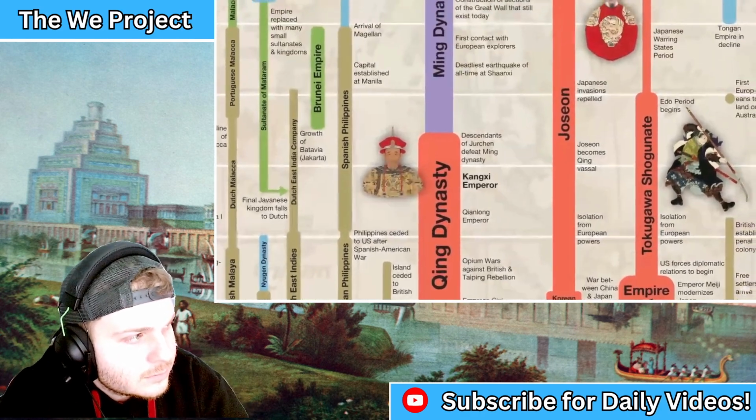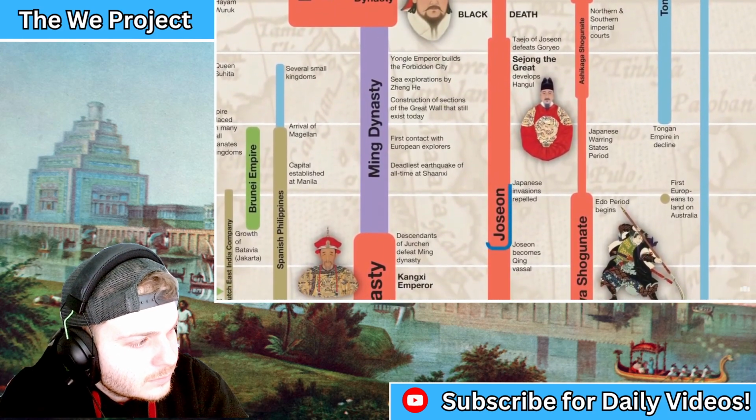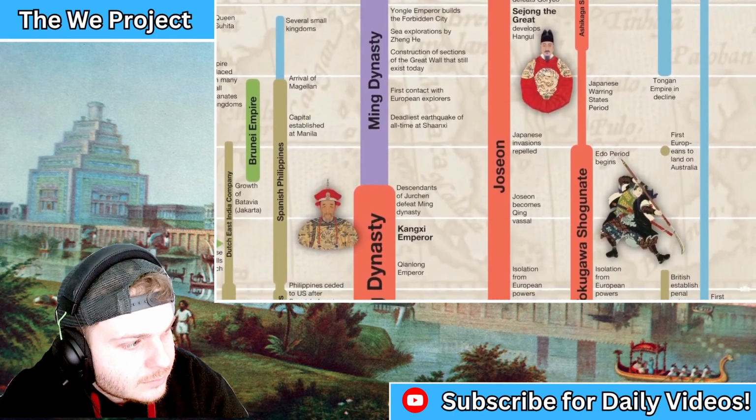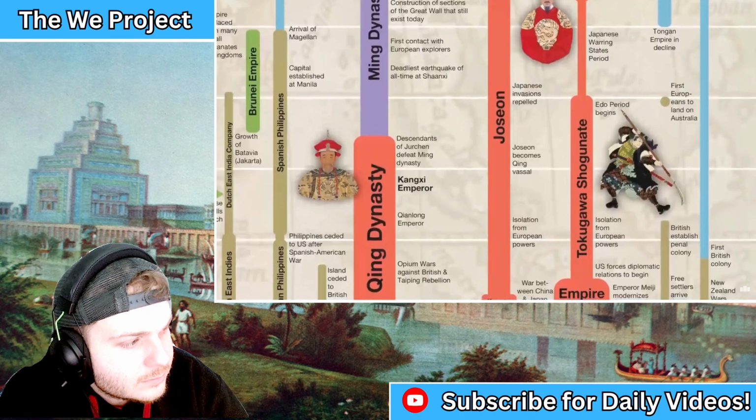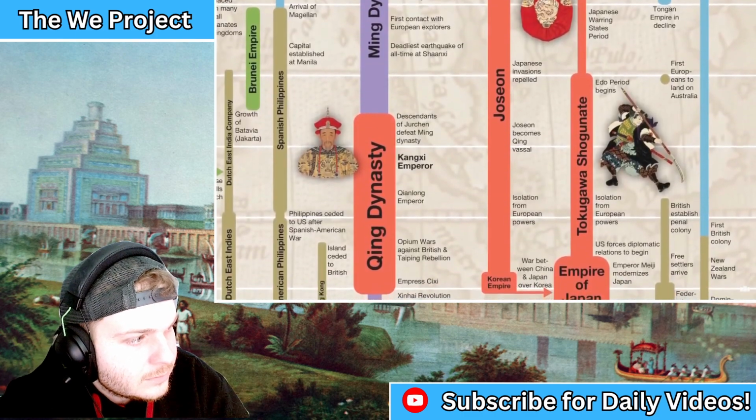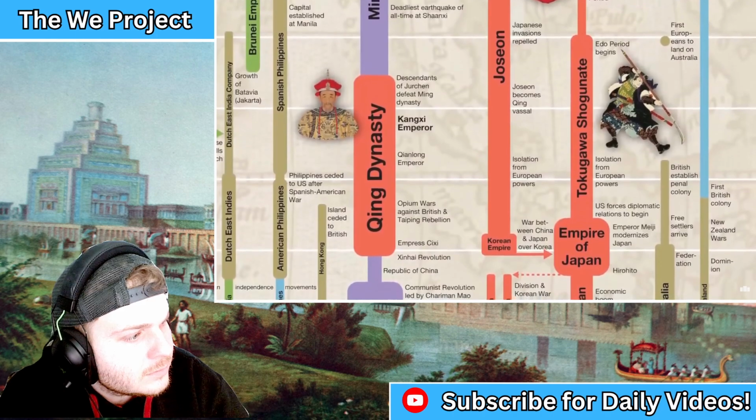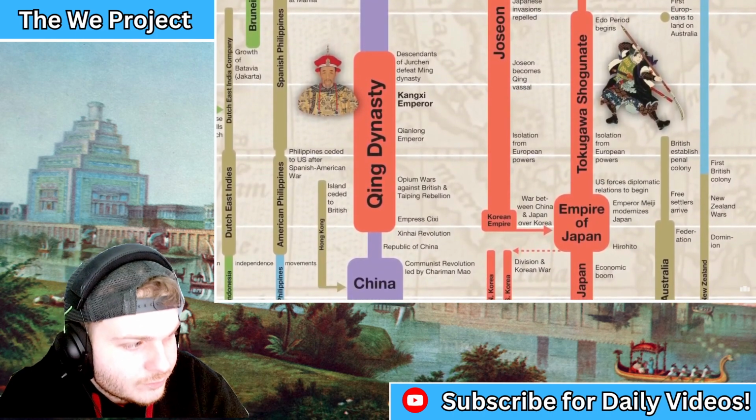In Korea, the kingdom of Goryeo was followed by the kingdom of Choson, whose most famous ruler was Sejong the Great, creator of the Korean writing system that is still used today. In the 1800s, China and Japan ended up fighting over Korea, with Korea eventually becoming part of the Empire of Japan until after World War II, when it split into the North Korea and South Korea that we are familiar with today.